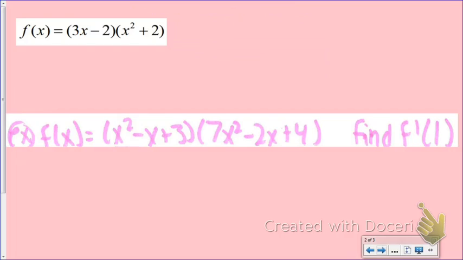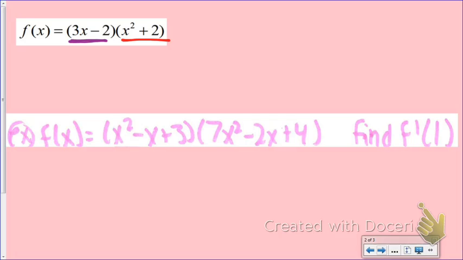So to look at a couple examples here, let's look at this equation here. If you wanted to just use the power rule, you could, but you'd have to FOIL this all out first. Okay, so if I didn't want to FOIL it all out, I could just use my product rule. So this is two functions multiplied together. My first function is 3x minus 2, and my second function is x squared plus 2.